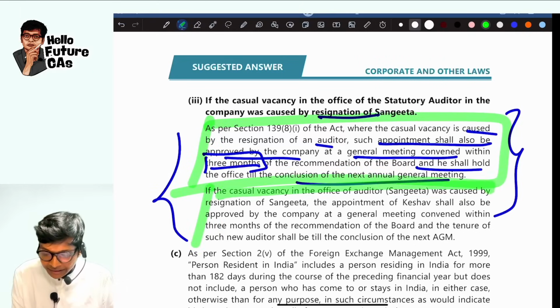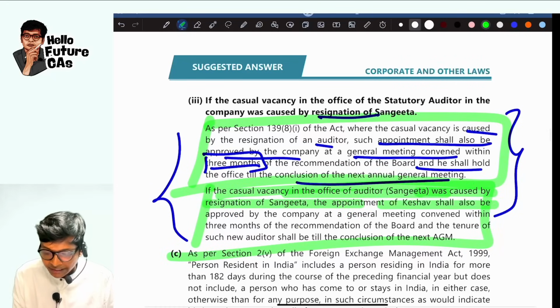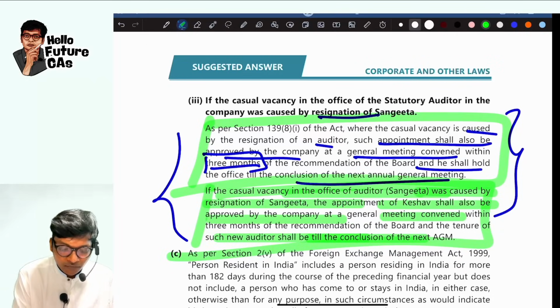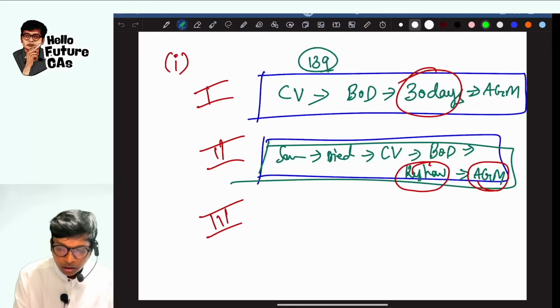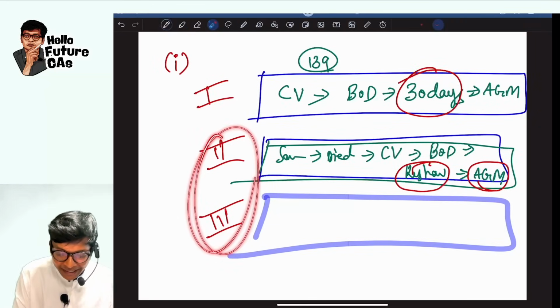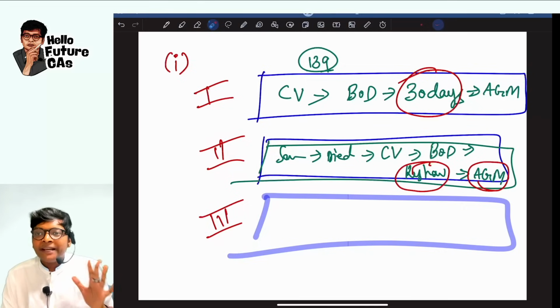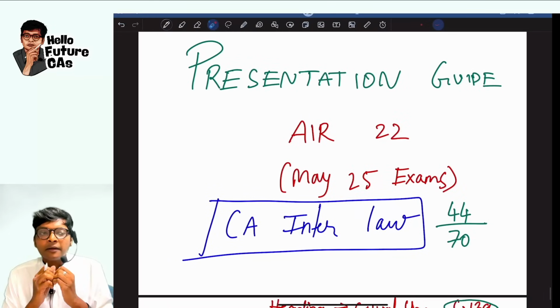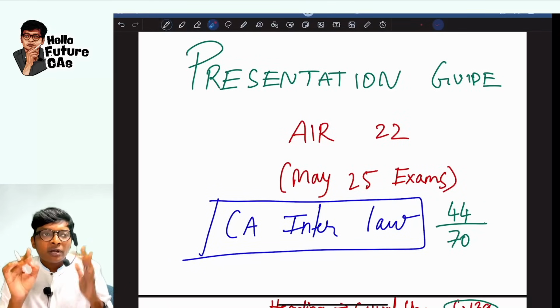Next is the interpretation. If casual vacancy of Sangeeta caused by resignation, Keshav will hold it until the conclusion of the next AGM. Are you following, guys? Understanding? Clear? Now within this template, you can change however you want. Meaning, I can mix my interpretation and conclusion based on the question. Are you understanding how to present, guys? Here we haven't used any rocket science technical terms, general words that we know.